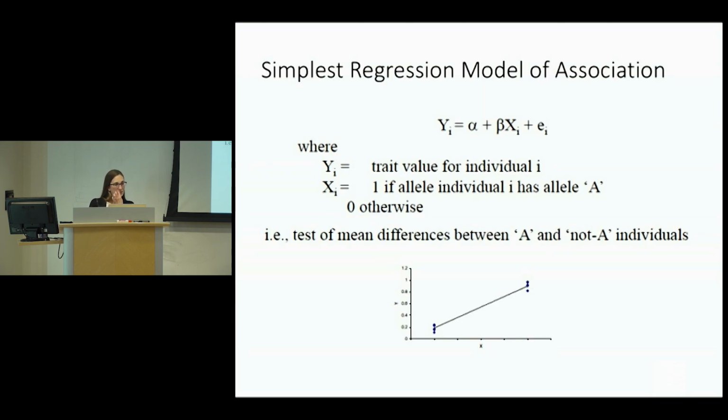So here I have just a simple regression model where I have some trait value yi for each individual i, and I have their independent variable xi. I'm going to just say xi equals 1 if an individual i has the A allele and 0 otherwise. And so this is just a simple linear regression model. With this, what I'm doing is basically testing the mean difference between having the A allele and not having the A allele. So I have the phenotypes for those with the A allele and those without the A allele. And I'm really getting with that beta the difference in means between these 2 groups. And so that's what we're trying to do.